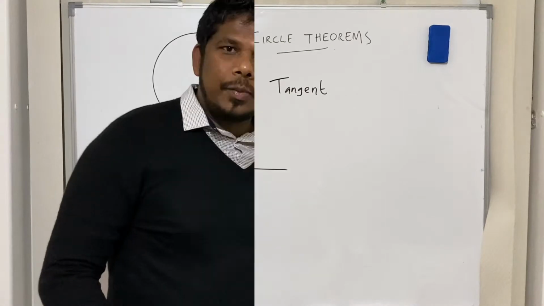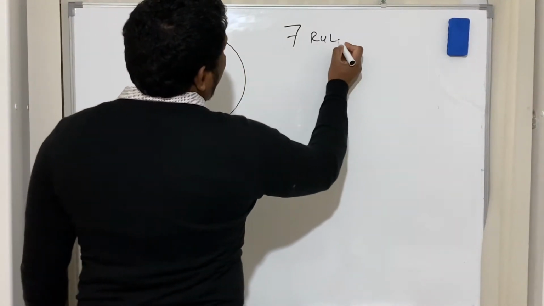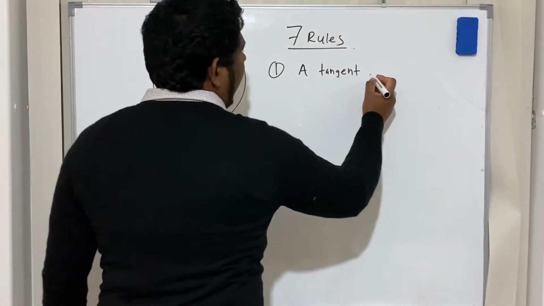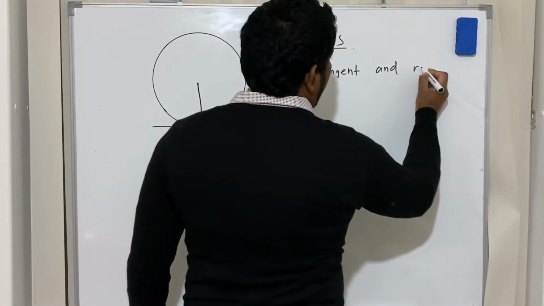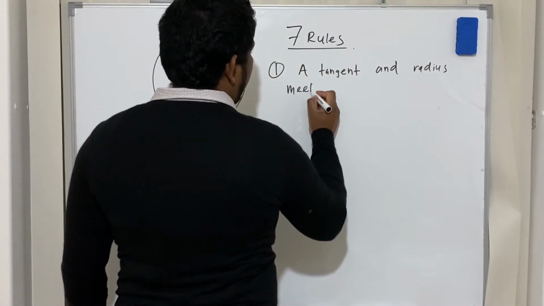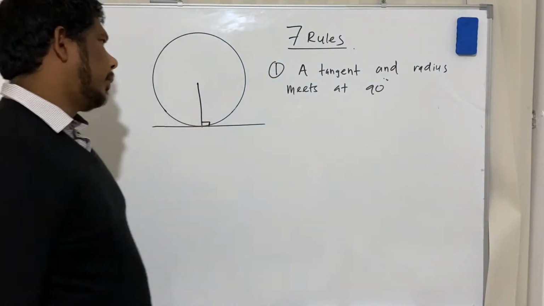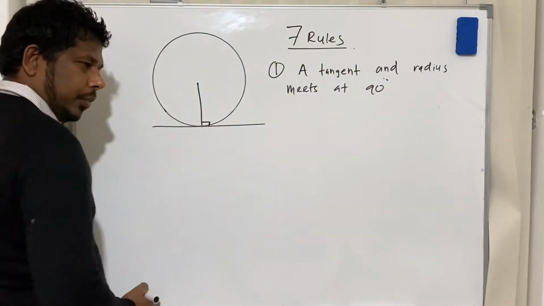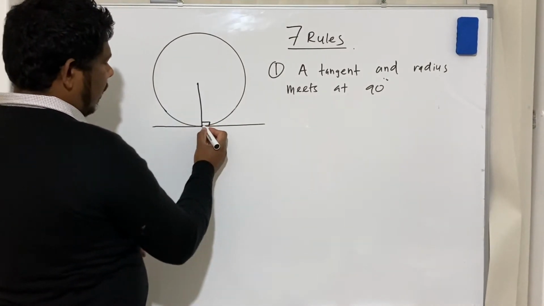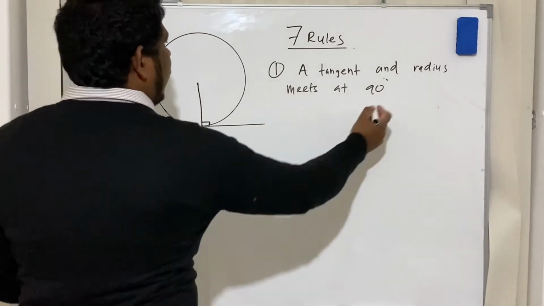Now I'm quickly going through the 7 rules. The first one is that a tangent and a radius meet at 90 degrees. So this is the right angle. A tangent and a radius meet here and they always make 90 degrees. Okay, that's the first one.